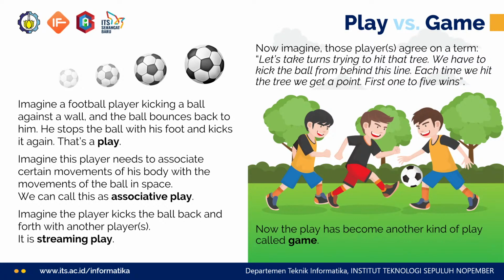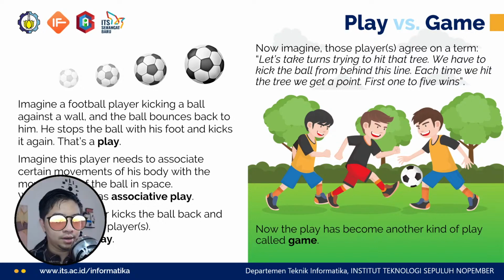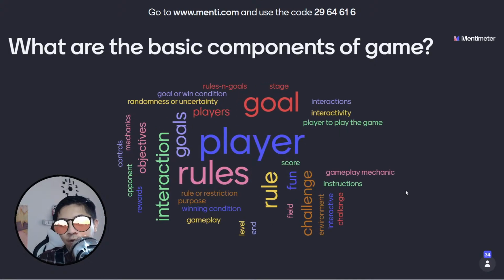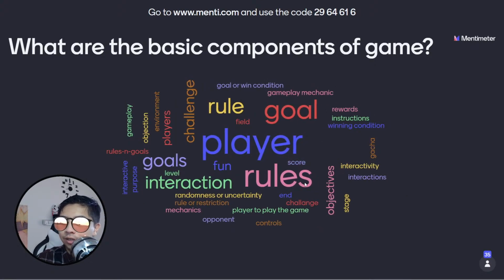Let's take turns trying to hit that tree. We have to kick the ball from behind this line. Each time we hit the tree, we get a point. First one to five wins. Okay, I think the time is up. It's good enough. I'm just gonna open the result. We still have four users left, but I think it's okay.